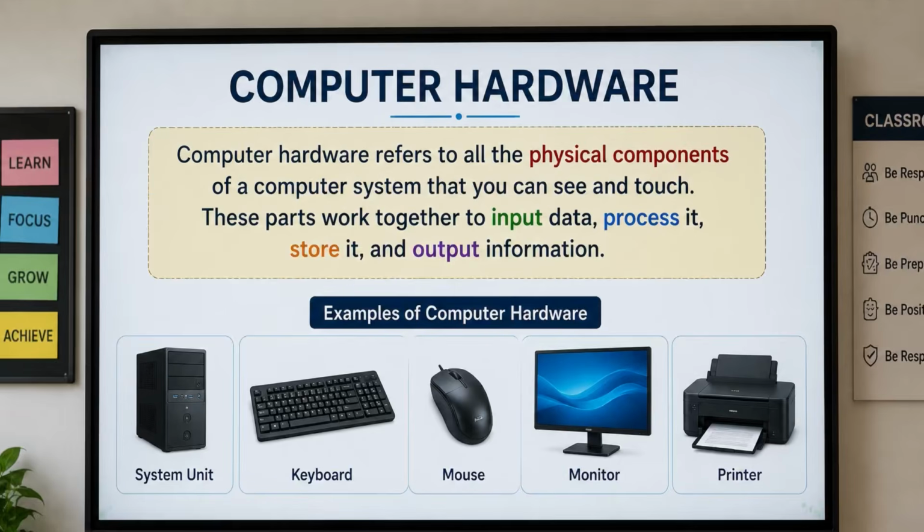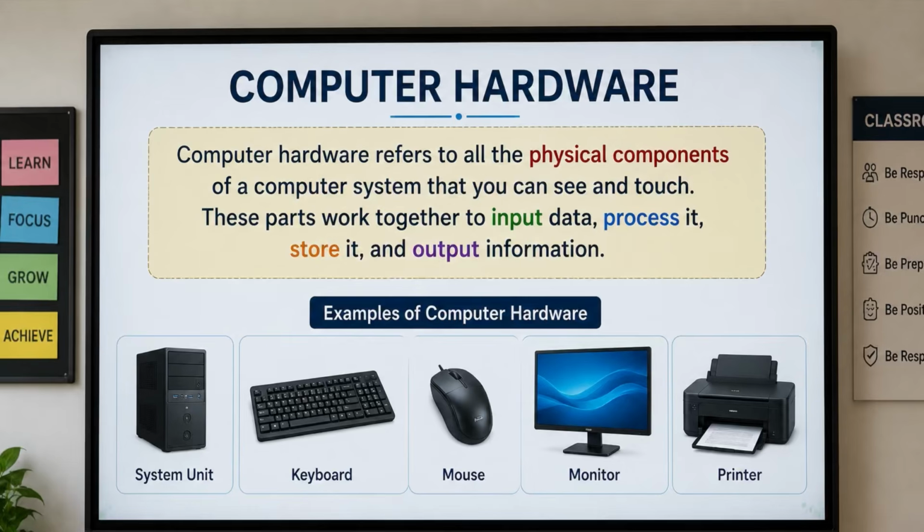Computer hardware refers to the physical parts of a computer that we can actually see and touch. For example, if I ask you to point to a keyboard, you can touch it. If I ask you to point to a monitor, you can see and touch it. The same applies to a mouse, a printer, and the system unit. In simple terms, if it is a physical component of a computer system, then it is considered hardware.